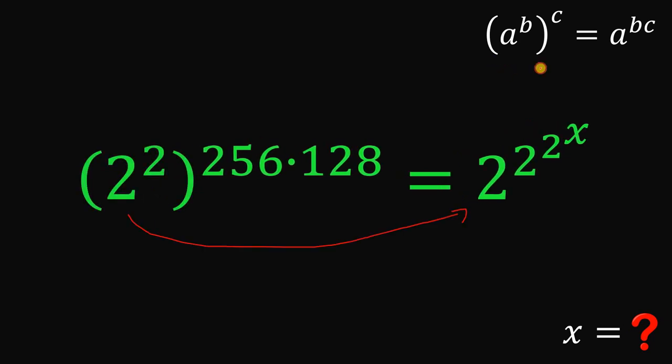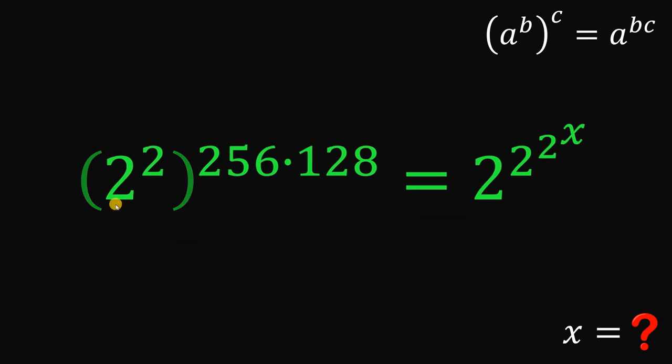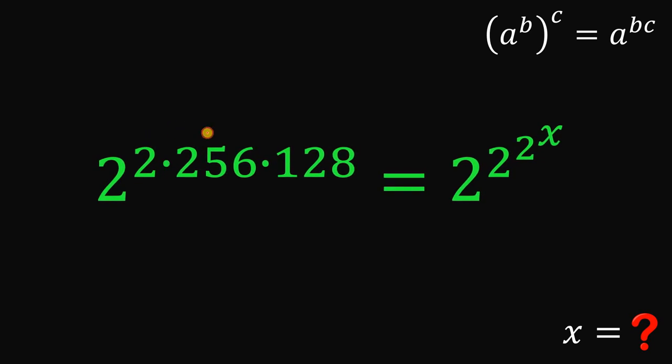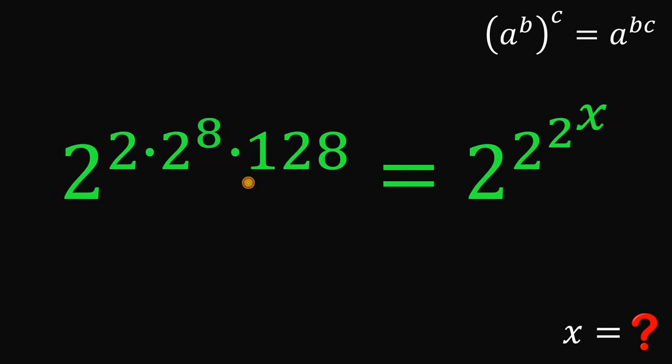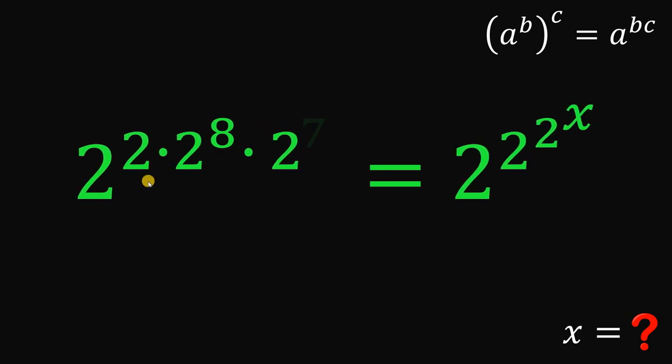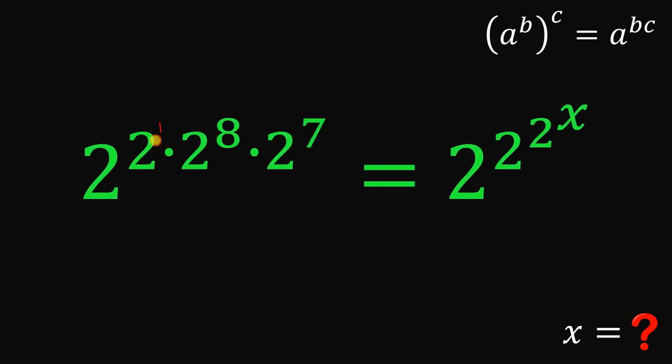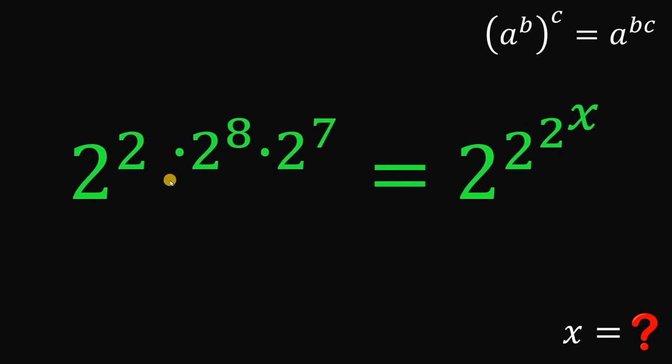Now, again, let's use this law of exponent. So the left-hand side of our equation can be written as 2 raised to the power of 2 times 256 times 128. Now, let's focus on this. What can we say about 256? 256 is just 2 raised to the power of 8. Also, 128 is just 2 raised to the power of 7. And this 2, we have an exponent of 1.